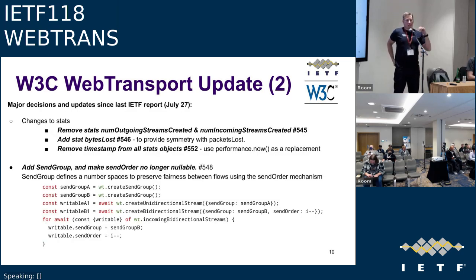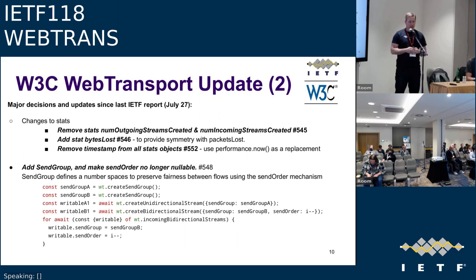So some major updates and decisions since our last report, July 27th. Firstly, there have been some changes to the stats object, and they're pretty self-explanatory. We removed number of outgoing streams and number of incoming streams created, because the application can figure this out for itself. We added a stat, get bytes lost, to give us symmetry with packets lost, and we removed timestamp. It's a bit of an attack vector, and performance.now is essentially an equitable replacement for it.